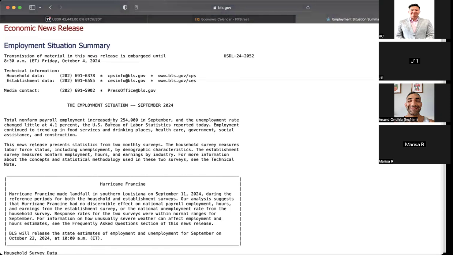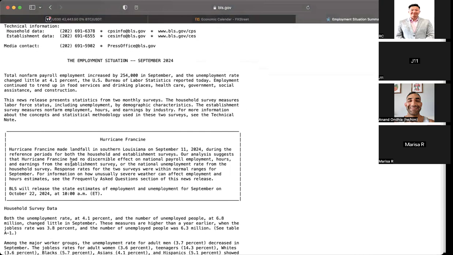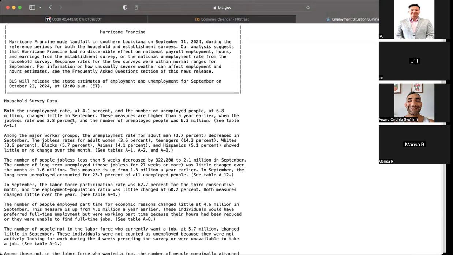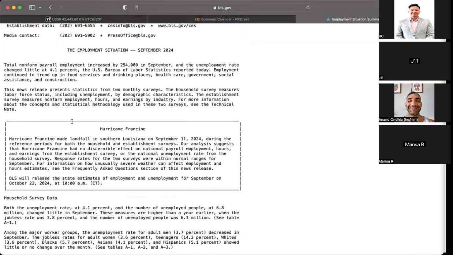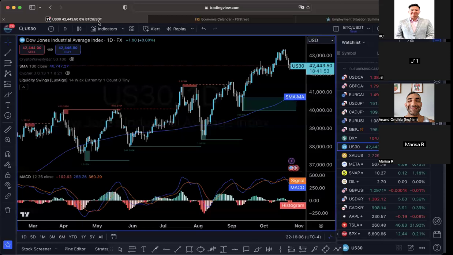Okay, so total non-farm payroll employment increased by 250,000 in September, and the unemployment rate changed little at 4%. What else? Okay, they're talking about the hurricane that impacted some of the employment issues. But overall, it's showing that employment has risen and the unemployment rate had a very small change. Now, this overall, at a glance, is positive news. So let's see what kind of impact it had on the market.